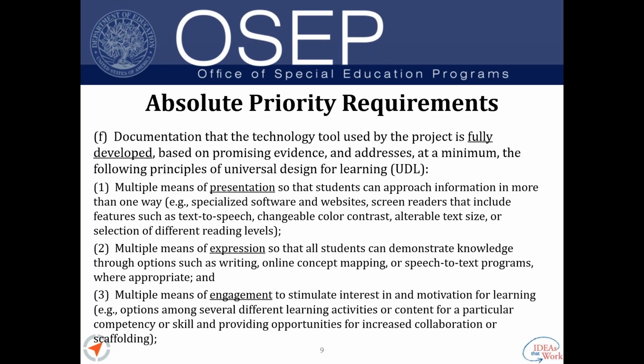You must also include documentation that the technology tool used by the project is fully developed based on promising evidence and addresses at a minimum the following principles of universal design for learning, which include multiple means of presentation, multiple means of expression, multiple means of engagement. So I want to emphasize here that this grant competition is about the implementation of a fully developed existing technology with promising evidence. So if there are any parts of the technology that need developing, it should be very minor.